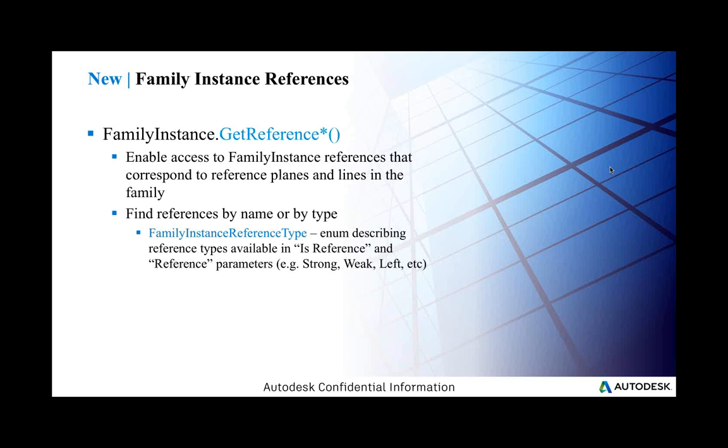Then we have a new group of get reference methods to enable access to various family instance references corresponding to reference planes and lines in the family. This makes it much easier to dimension to specific aspects of certain family instances. And you can find references by the reference type, because an enumeration value describing the reference types is available.